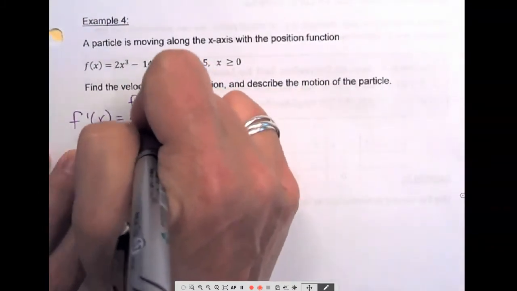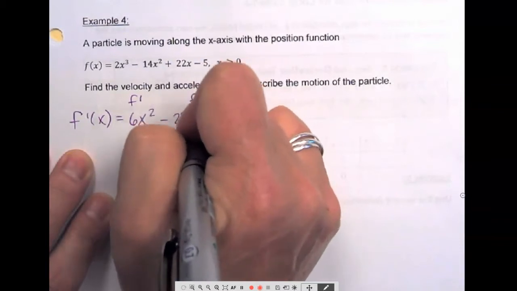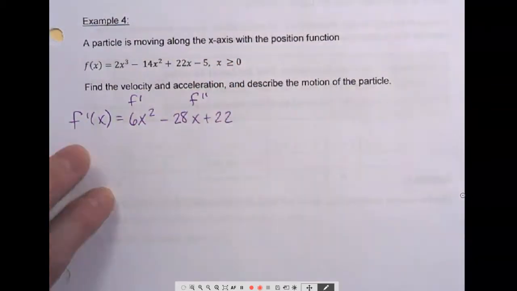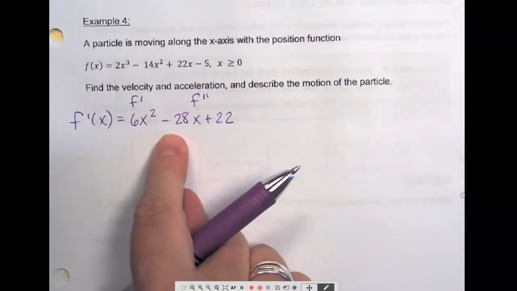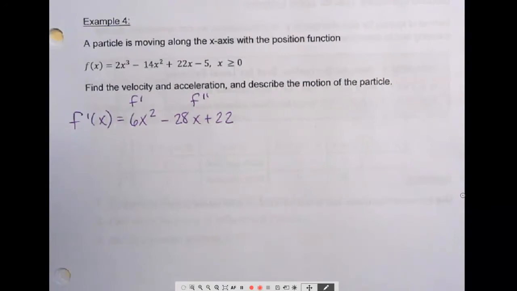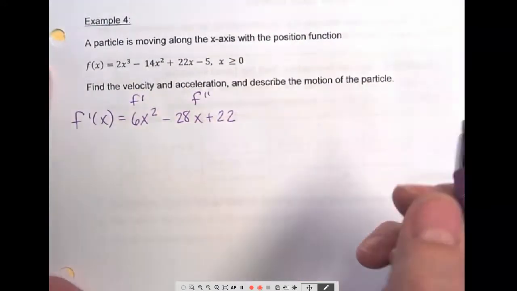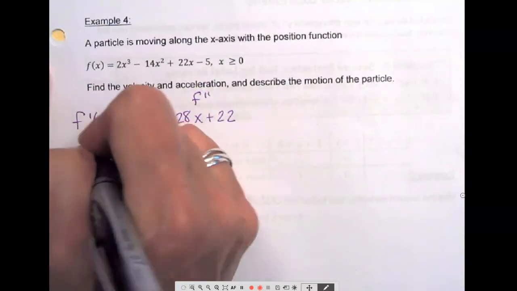What is our first derivative? 6x squared minus 28x plus 22. Ooh, I want to know where this is 0 or undefined. Is that ever undefined? No. Is it ever 0? Probably at a real number. Could be imaginary, but how do we find out?